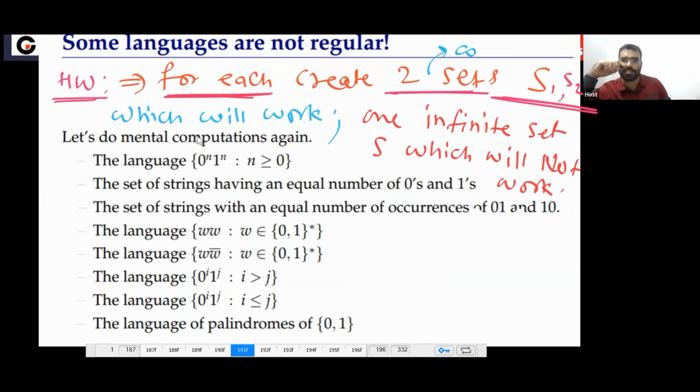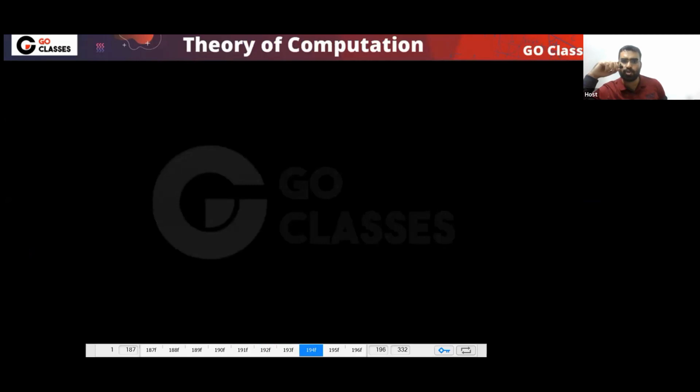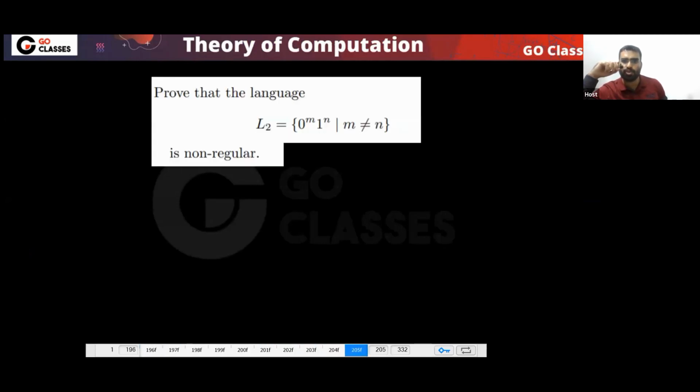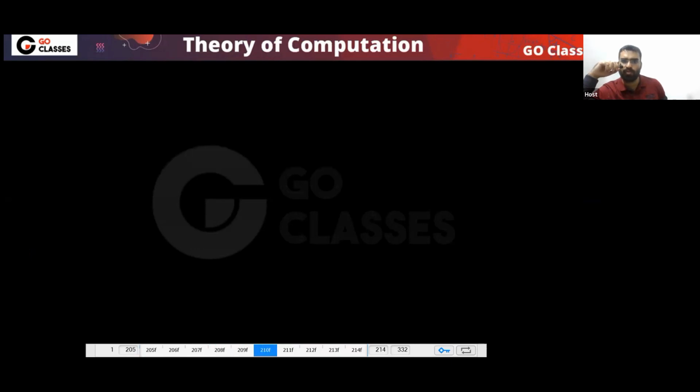I think this is nice practice. Yes or no? These many questions, I think this is nice practice if you do this. So let me tell you what we have seen so far. That is the idea of the Myhill-Nerode theorem. Tomorrow we are going to continue.